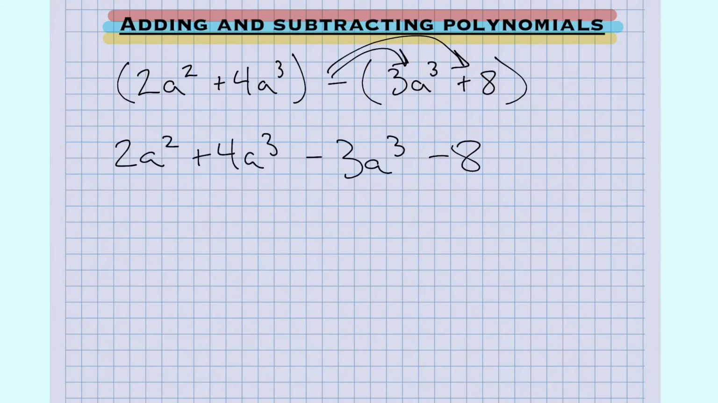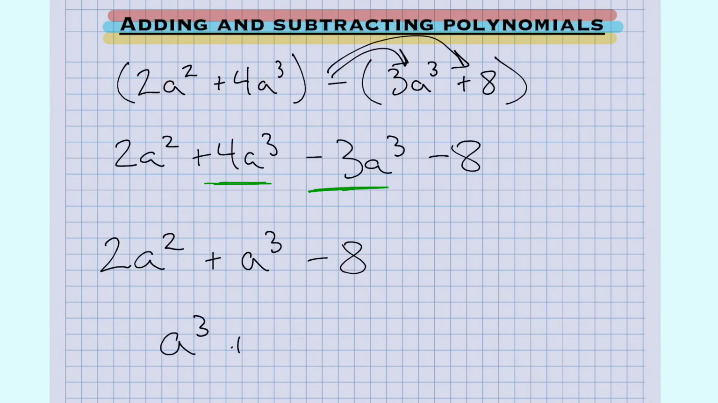Combining like terms, we have 4a cubed minus 3a cubed. Those are the only two terms that are alike. So now we have 2a squared, plus 4a cubed minus 3a cubed, which is just going to be plus 1a cubed. 4 minus 3 is 1. Like I said, you don't have to write that number 1. Minus 8. Put that in descending order: a cubed plus 2a squared minus 8. Here's our answer.